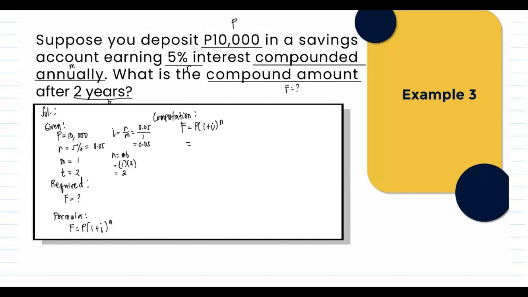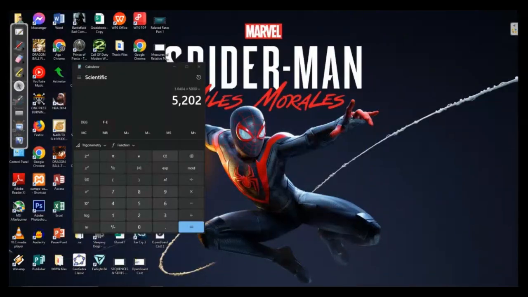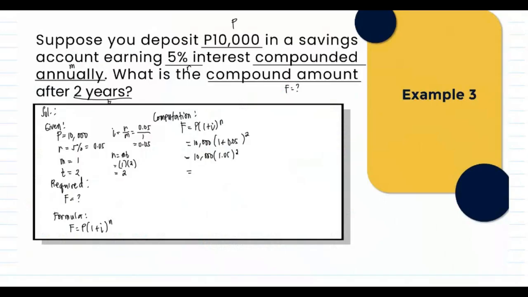And then we could have P is going to be 10,000. And then 1 plus the I we calculated, which is 0.05, and then raised to N, which is 2. And then it's going to be 10,000 times 1.05 raised to 2. And then 1.05 raised to 2 is going to give you 1.1025.